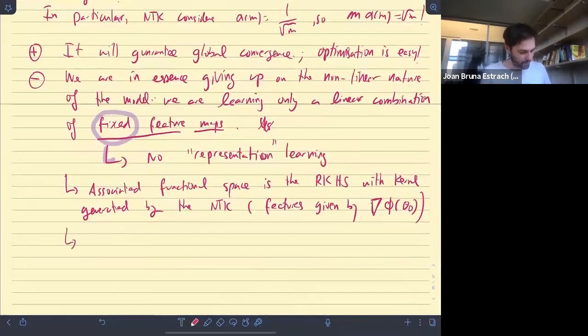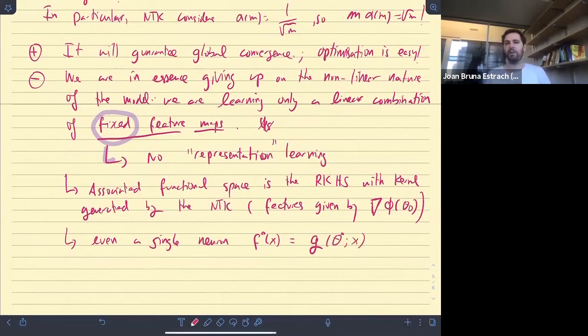So in particular, even a single neuron: if I think about a function f star, that would be just g of some theta star with x. If my goal was to approximate and learn a single neuron, it's not in the RKHS, in the sense that its norm, the RKHS norm, blows up in dimension. So the model cannot even, theoretically, explain why we cannot learn just a single neuron. On the details of this, there are many places, but maybe the nicest one is the paper by Francis Bach.